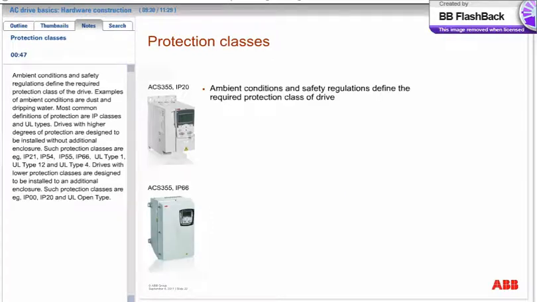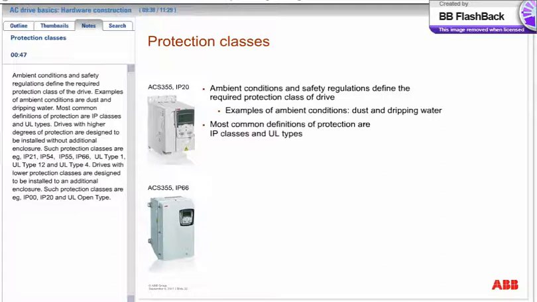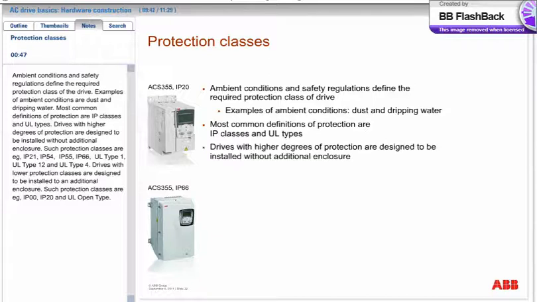Ambient conditions and safety regulations define the required protection class of the drive. Examples of ambient conditions are dust and dripping water. Most common definitions of protection are IP classes and UL types. Drives with higher degrees of protection are designed to be installed without additional enclosure. Such protection classes are, for example, IP21, IP54, IP55, IP66, UL Type 1, UL Type 12, and UL Type 4.